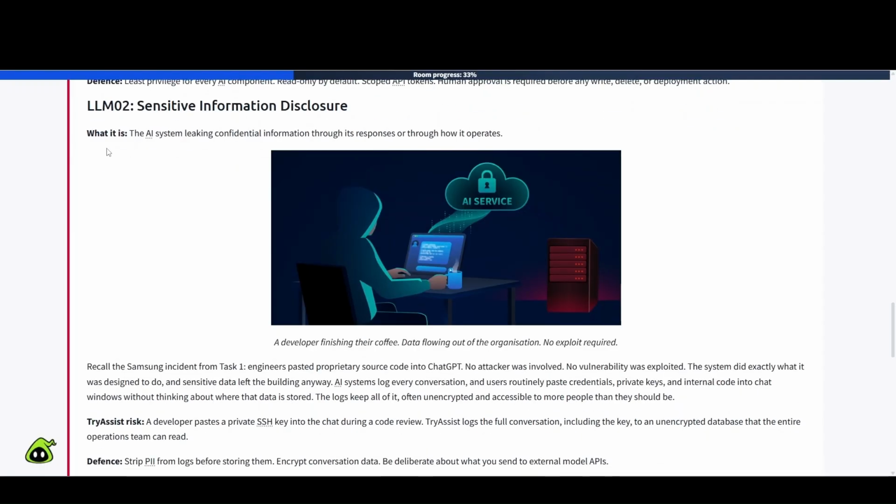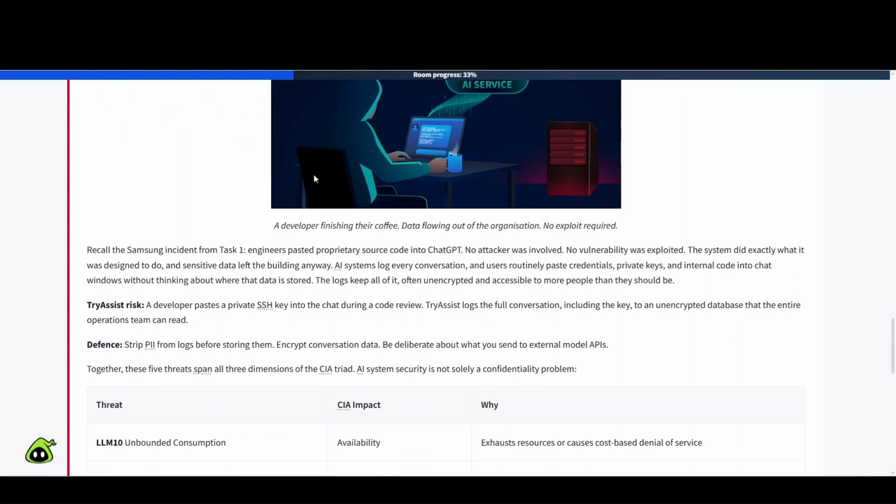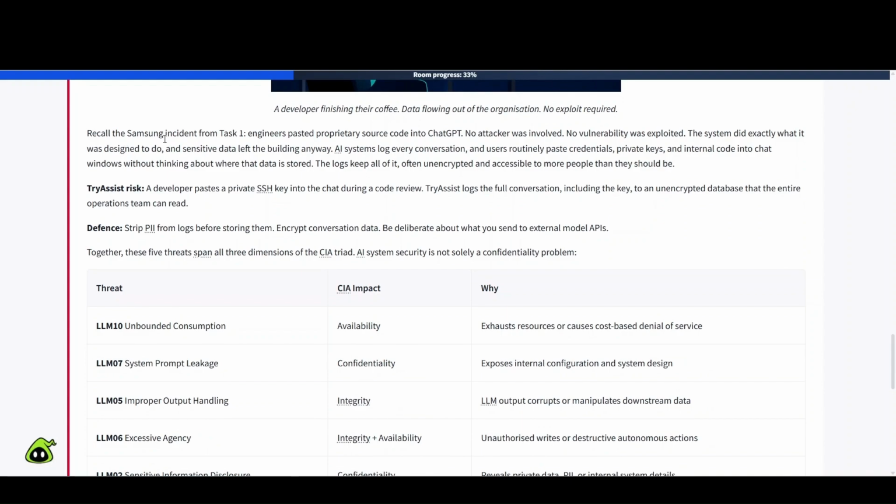LLM02, sensitive information disclosure. What it is: the AI system leaking confidential information through its responses or through how it operates, okay? A developer finishing their coffee, data flowing out of the organization, no exploit required. Recall the Samsung incident from task 1. Engineers pasted proprietary source code into ChatGPT. No attacker was involved, no vulnerability was exploited. The system did exactly what it was designed to do, and sensitive data left the building anyway.